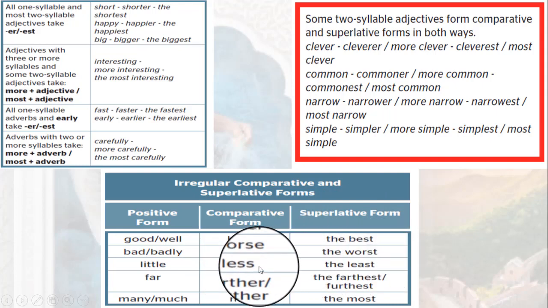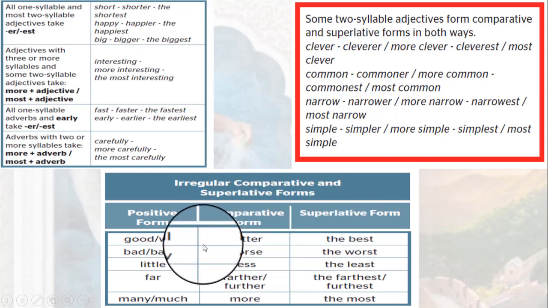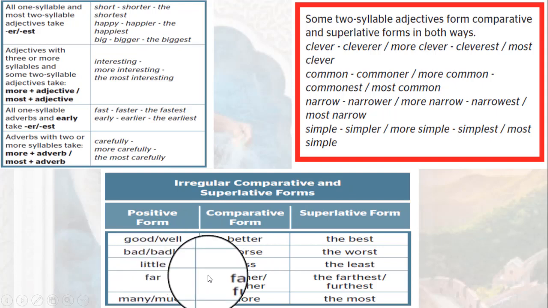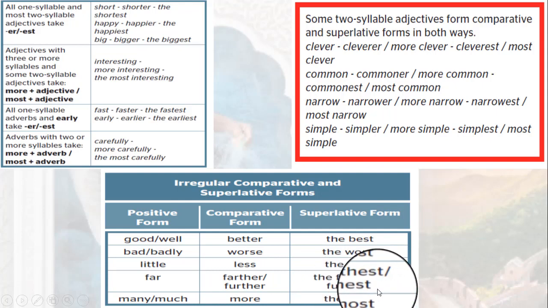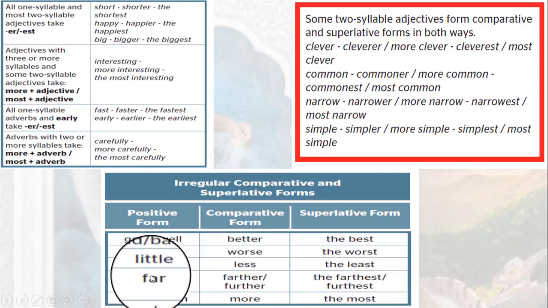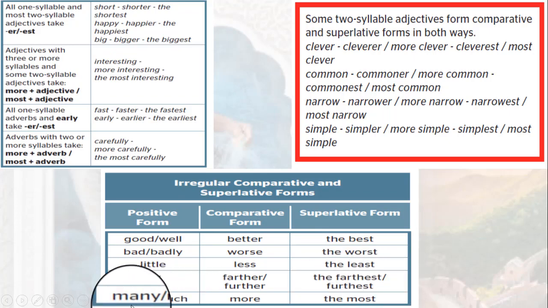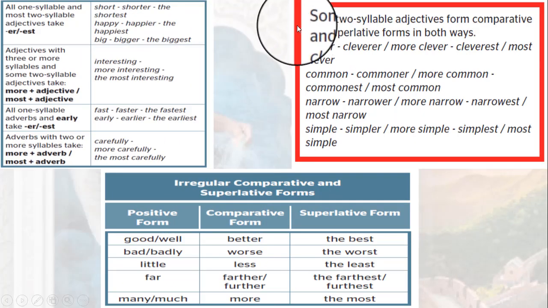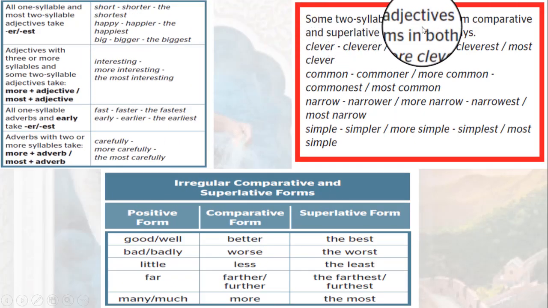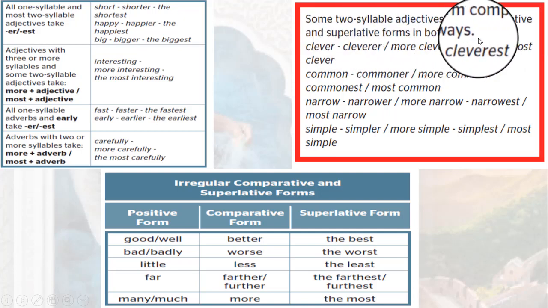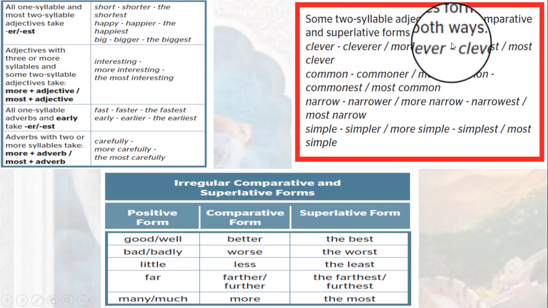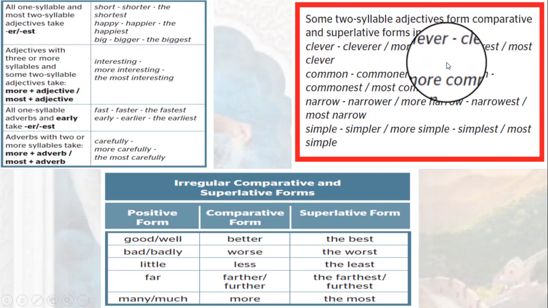We use less and the least as the comparative and superlative for little, farther or further and the farthest or furthest for far, and more and the most for many and much. You should note that some 2-syllable adjectives form comparative and superlative forms in both ways, meaning adding ER or EST or using more.